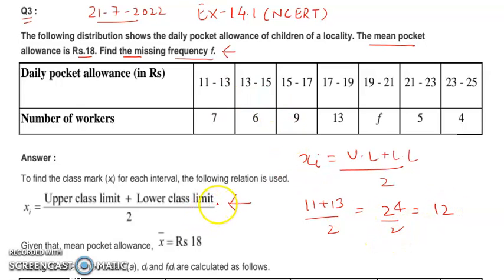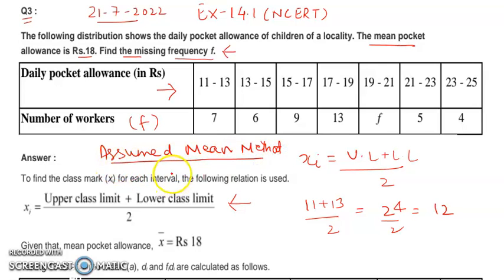We will make the table now. This is given to us, the daily pocket allowance. This is your frequency, and this xi we will calculate in this way. Now we will use the mean method. The direct method I have explained. Yesterday we did step deviation, so today I will solve this by the assumed mean method, students. I have explained all 3 methods to calculate mean, so don't forget that.